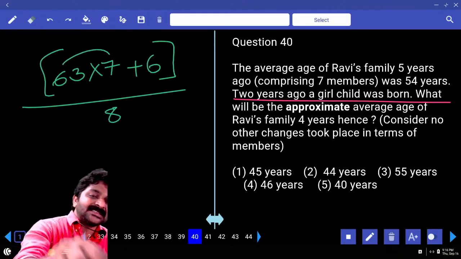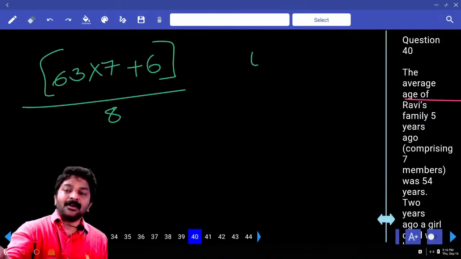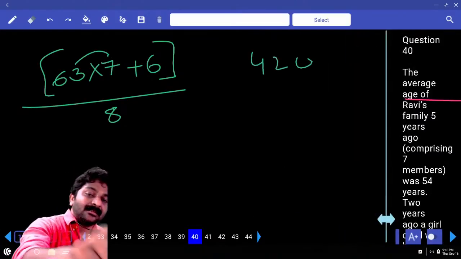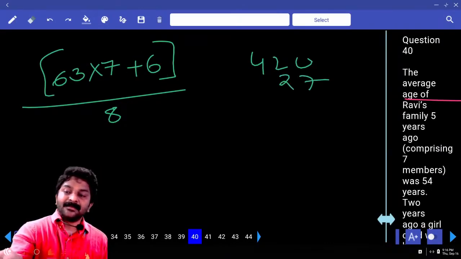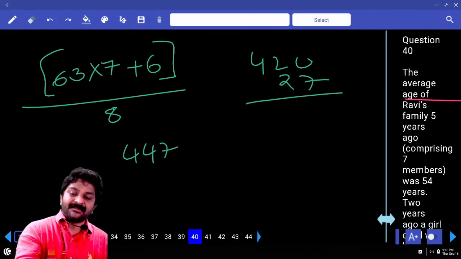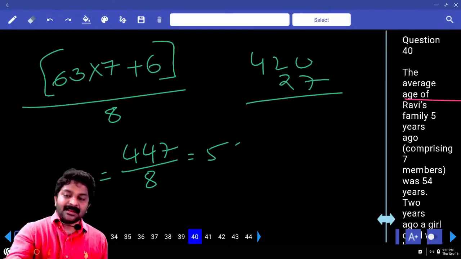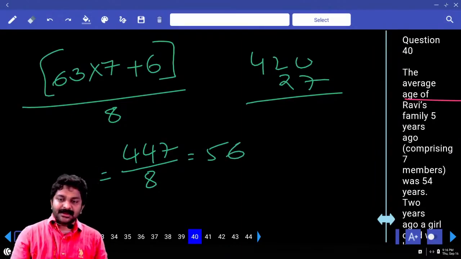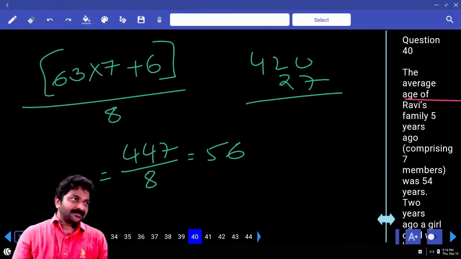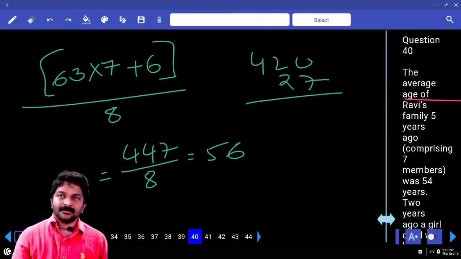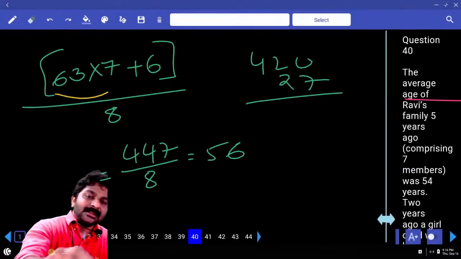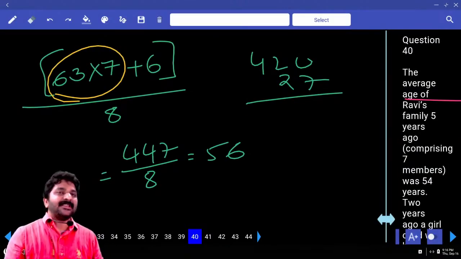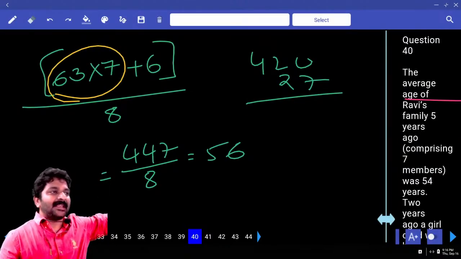Yes. 60 into 7. 4. 3 into 7. Come on. 21 plus 6. 20. So that means 447 divided by 8. This is 5 times. And then 6 times approximate. So answer should be approximate to 56. This 63 into 7 is sum of ages of 7 members. And then girl child age separately we are adding.